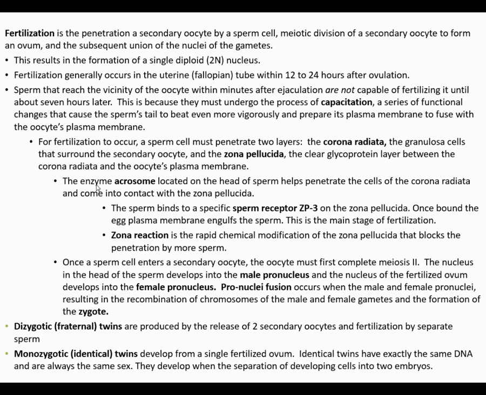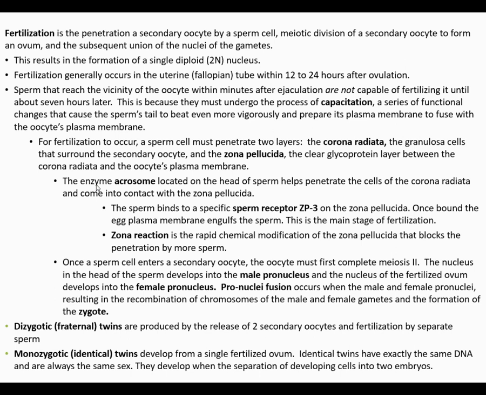We've already defined the word fertilization. Fertilization is the penetration of a secondary oocyte by a sperm cell. Then meiotic division of the secondary oocyte forms an ovum, and then finally the subsequent union of the nuclei of the gametes forms the single diploid nucleus in the cell known as a zygote. This typically takes place in the uterine or fallopian tube within 12 to 24 hours after ovulation.